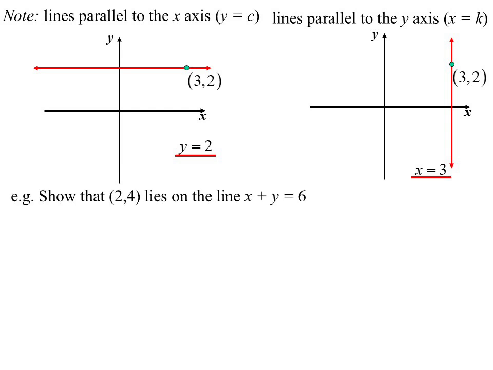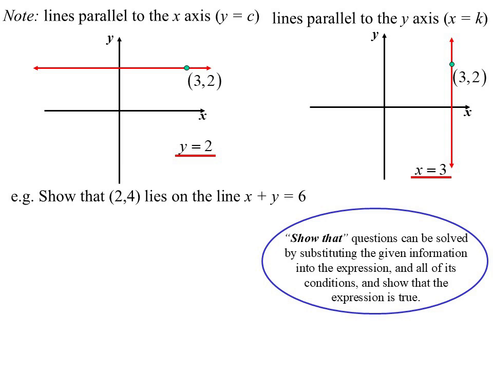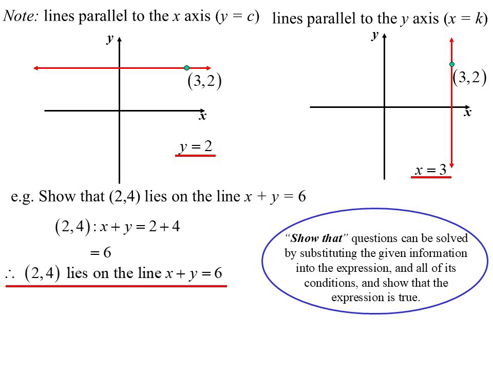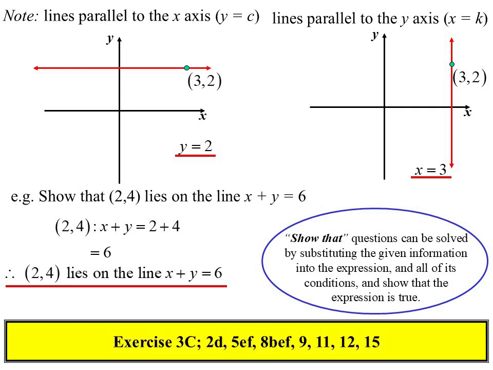We're going to show that the point 2, 4 lies on the line x plus y equals 6. Not a really difficult question, but I use it to illustrate something here. Show that questions are not necessarily proving something, it's just showing something. And it's perfectly legitimate to substitute in the given information and show that it works. It's show that. So all I have to do for this is substitute in 2 and 4 and we get 6. So yeah, it's satisfied the equation. It lies on the line. That's sufficient for a show that.